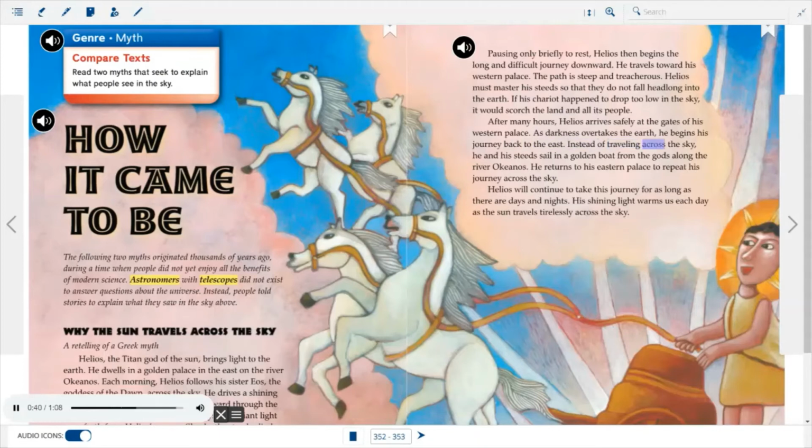Instead of traveling across the sky, he and his steeds sail in a golden boat from the gods along the river Okeanos. He returns to his eastern palace to repeat his journey across the sky. Helios will continue to take this journey for as long as there are days and nights. His shining light warms us each day as the sun travels tirelessly across the sky.